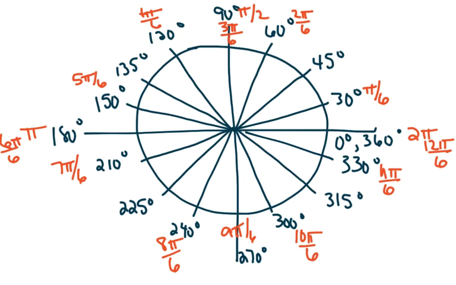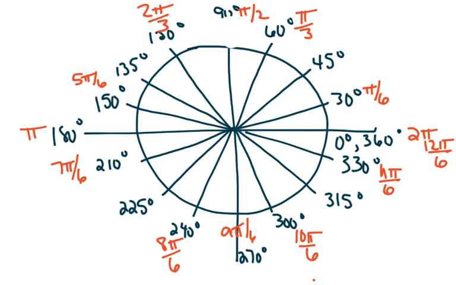The thing is that a lot of these radians can be reduced. Like 2 pi over 6 is going to actually reduce to pi over 3. 3 pi over 6 reduces to 1 over 2 pi. Well, we already know it's pi over 2. 4 pi over 6 reduces to 2 pi over 3. 5 pi over 6 does not reduce. 6 pi over 6 reduces to 1 pi.